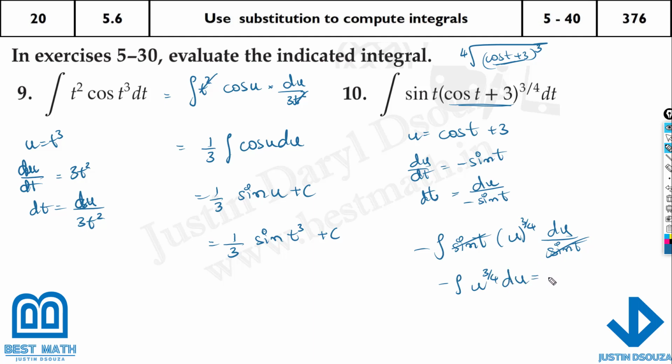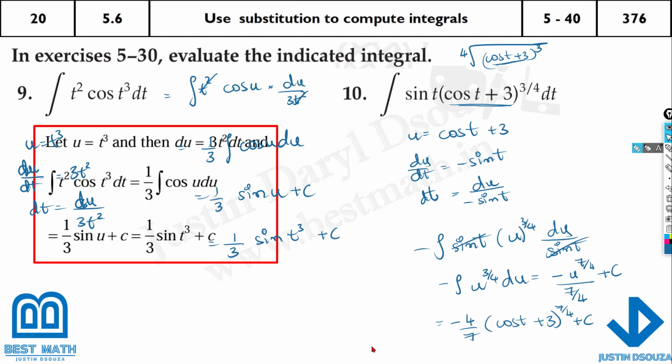What is the integration of this? Minus remains. You add 1 to this. 3/4 plus 1, it's 1.75, or it'll be 7/4. It's going to be u to the power 7 by 4 plus c, but don't forget to divide it by 7 by 4 as well. So we can rearrange that and write it as minus 4 by 7. This flips, isn't it? What is u value? We assume u to be cosine t plus 3, the whole power 7 by 4 plus c. This is how we solve it.